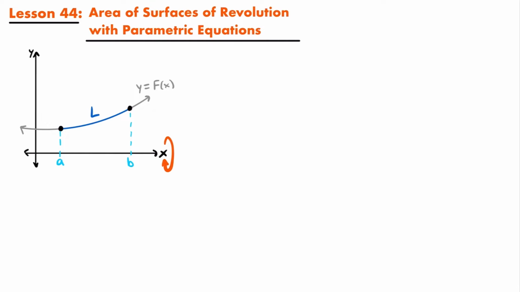So if you look at this graph right here, we have a curve represented in terms of x and y, right? This curve is represented by y equals capital F of x, and we have a particular section of that curve between two values of x that we want to revolve around either the x or y axis to form a surface of revolution. And so if we were to revolve this specific arc length, or this part of our curve right here, around the x-axis, we would form a surface of revolution that looks like this.